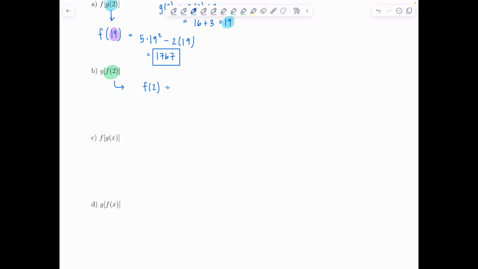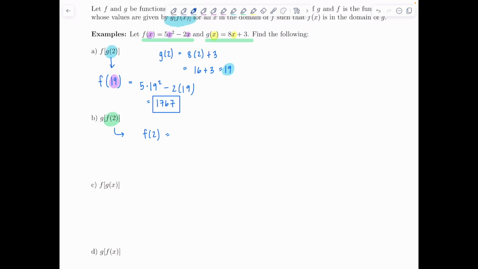So go to f of x. Do you remember what it was? 5x squared minus 2x. So 5 times 2 squared minus 2 times 2. What's that going to be? 5 times 4, 20, minus 4, 16. So f of 2 equals 16.